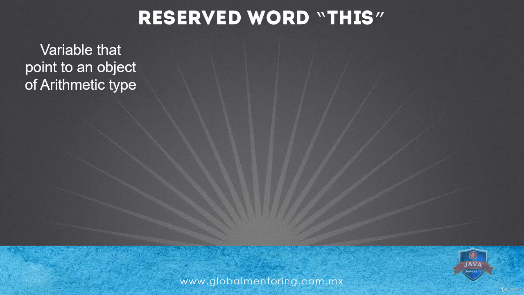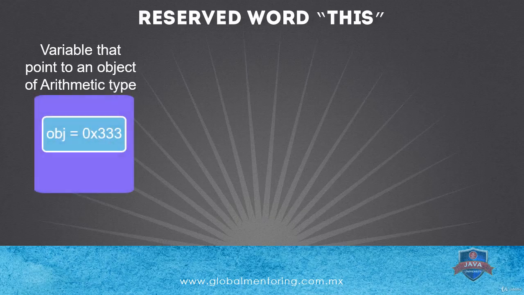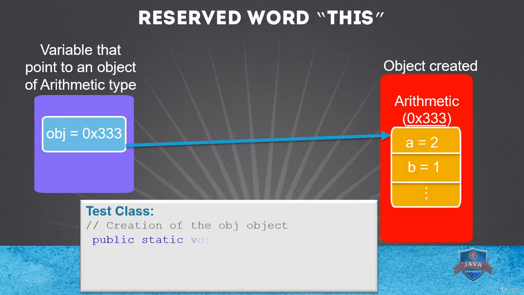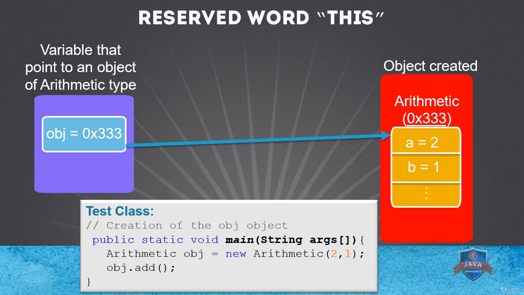First, we create a variable that points to an object of arithmetic type. So it points to the next object. The 0x333 is referring to the memory position. So we create an object initializing the attributes with 2 and 1 respectively. So we have the code public static void main, and we create an object. Arithmetic obj equals new Arithmetic, and the values are 2 and 1. And we call the add method.